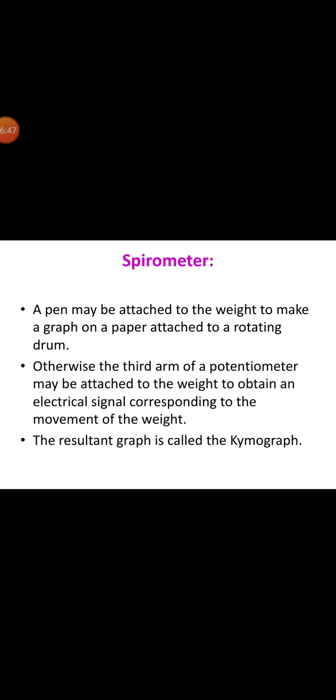A pen may be attached to the weight to make a graph on a paper attached to a rotating drum. Otherwise, the third arm of a potentiometer may be attached to the weight to obtain the electrical signal corresponding to the movement of the weight. The resultant graph is called a kymograph.